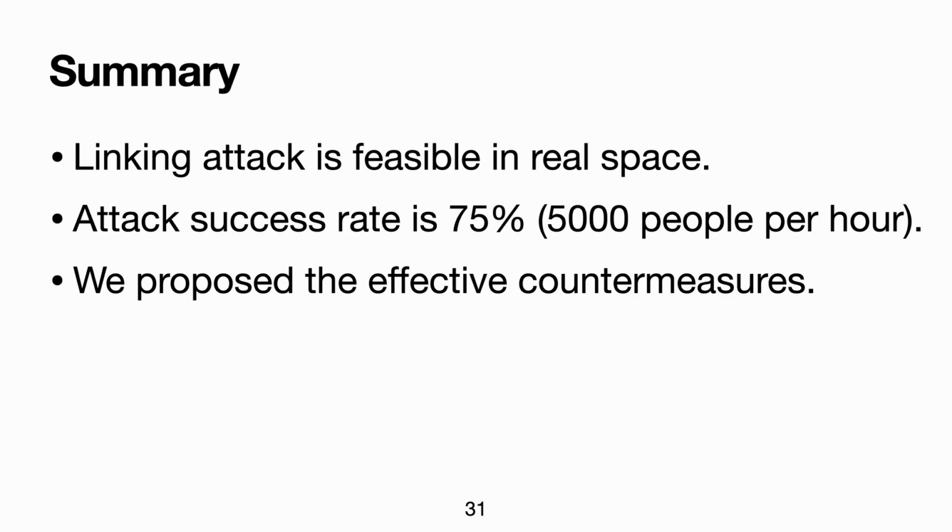I show a summary. We conducted a field experiment using real equipment and a realistic simulation experiment that incorporate radio characteristics and a 3D model of a human being. The result demonstrated the linking attack is highly feasible and that an attacker can succeed with a probability of 75% against the high pedestrian traffic flow of 5,000 people per hour by installing a few attack devices. In addition, we proposed effective countermeasures.